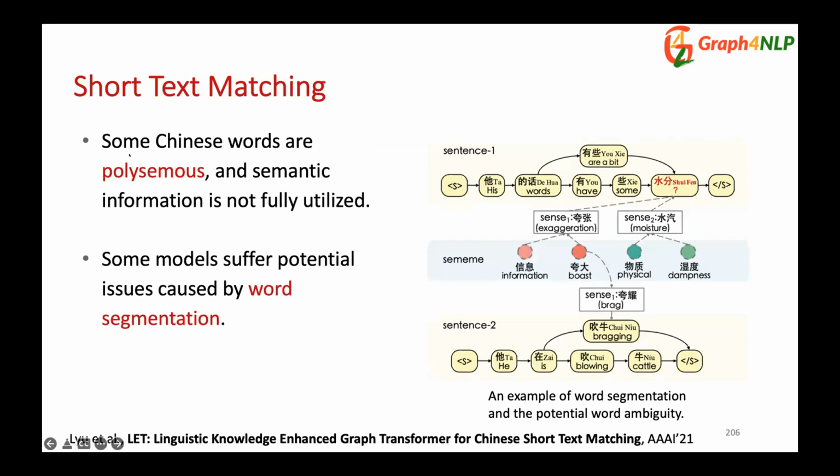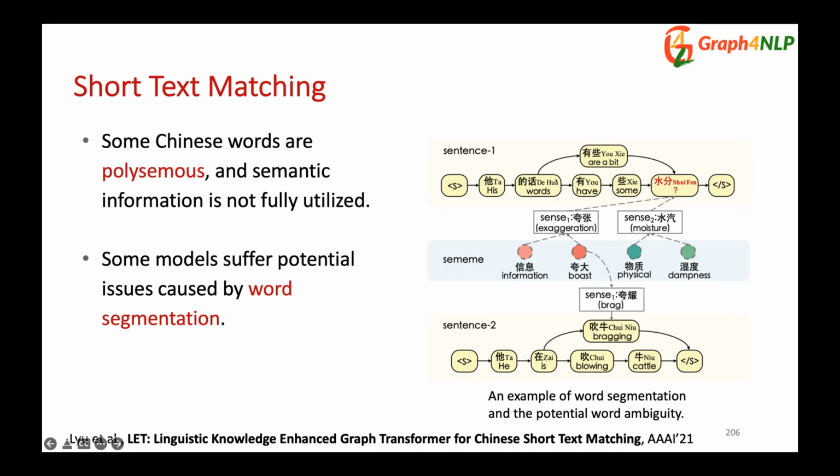Now for short text matching. In this work, this is for short Chinese text matching. They observe that some Chinese words are polysemous and semantic information is not fully utilized. And some models suffer potential issues caused by word segmentation. For example, in this figure, let's say this Chinese sentence means that his words have some... so this polysemy, it can mean these words have some exaggeration, or his words have some moisture.